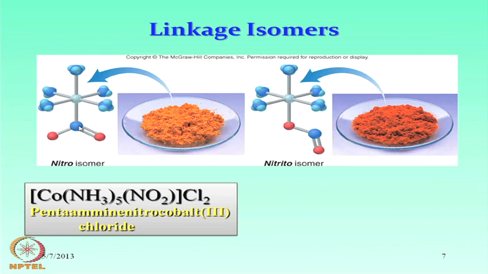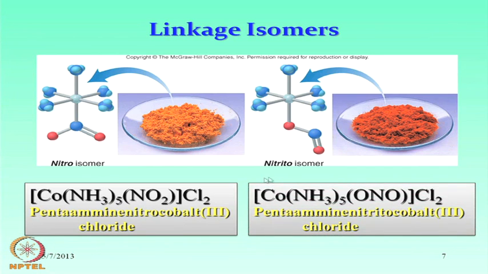with all the donor groups being nitrogen. Five are coming from the NH3 groups, and one is coming from the NO2. That means the coordination sphere is CoN6, all nitrogen, five of one type and one of a different type, in the pentaammine nitro cobalt(III) chloride compound. But in the second case, with binding through the oxygen of the NO2 group, we have the nitrito isomer, pentaammine nitrito cobalt(III) chloride.